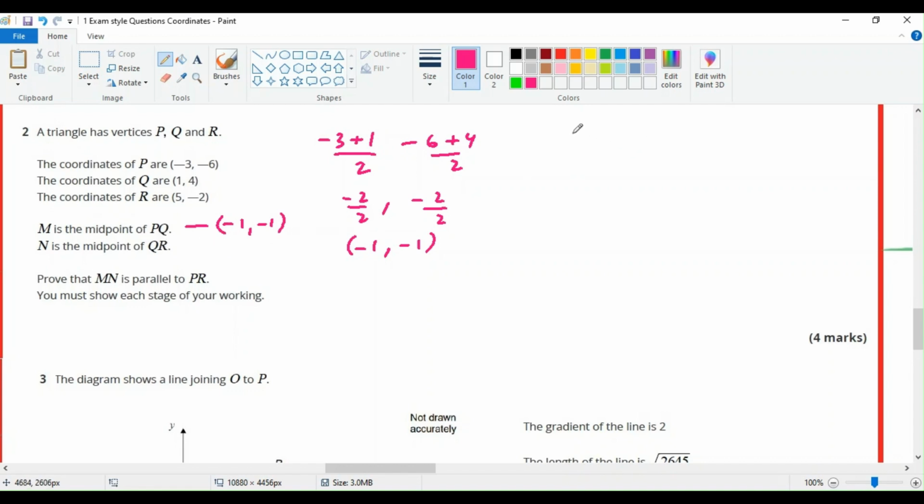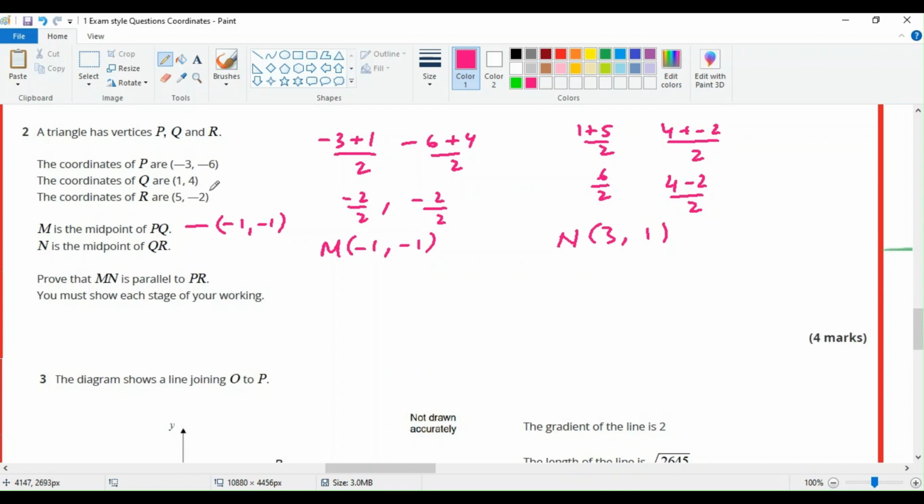And the midpoint of QR is going to be 1 plus 5 over 2, and 4 plus minus 2 over 2. This is 6 over 2, and this is 4 minus 2, which is 2. That means 3, and 2 over 2 is 1, so 3, 1. These are the 2 points. So this is point M, and this is point N. Prove that MN is parallel to PR.